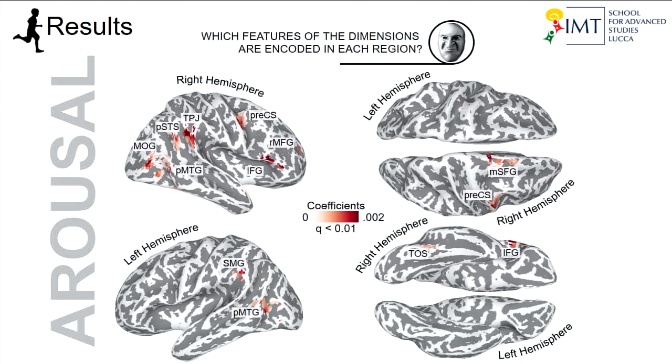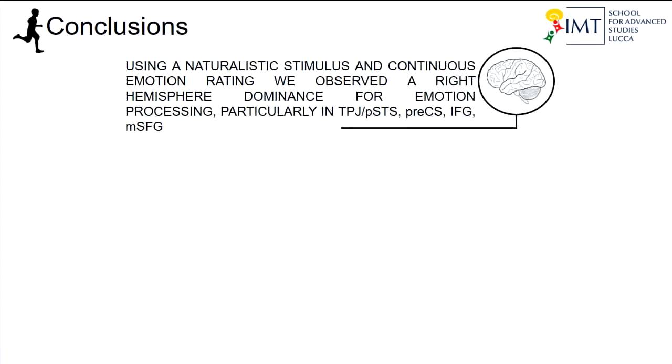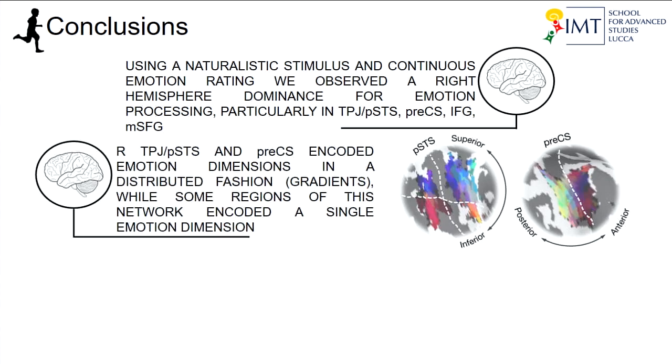So in conclusion, in our study, using naturalistic stimuli and a continuous emotional rating, we could observe a dominance of the right hemisphere compared to the left one, and particularly in some regions. And when we look at these regions, TPJ, posterior STS, and the precentral sulcus, we can see that they are encoding the emotion dimensions in a gradient-like behavior, so in a distributed way, while other regions show a dominance of a single dimension.